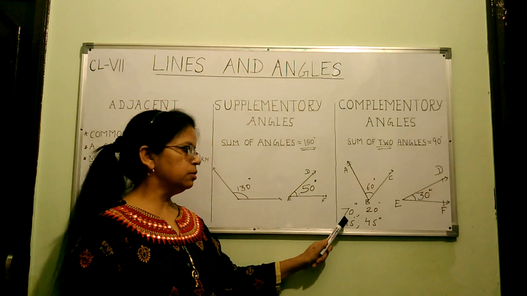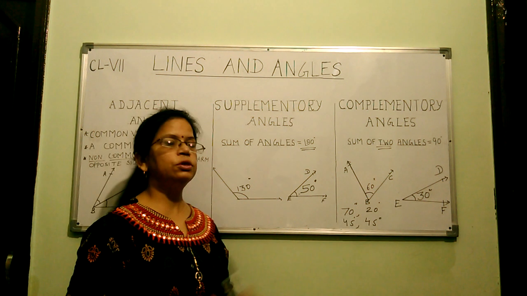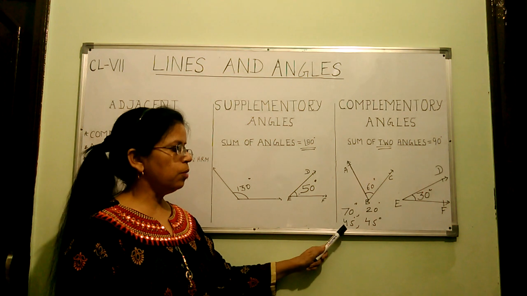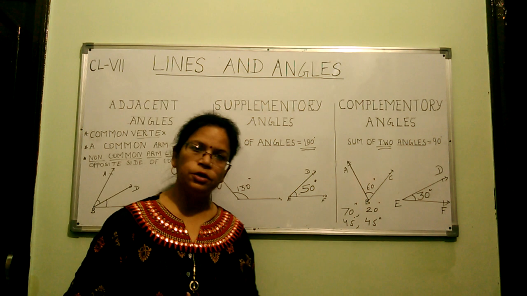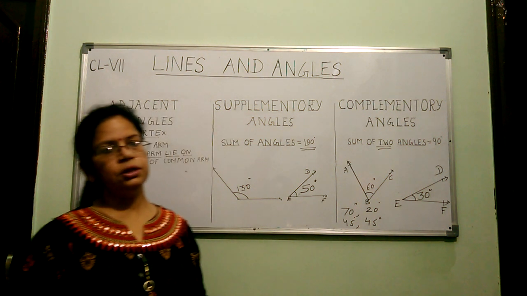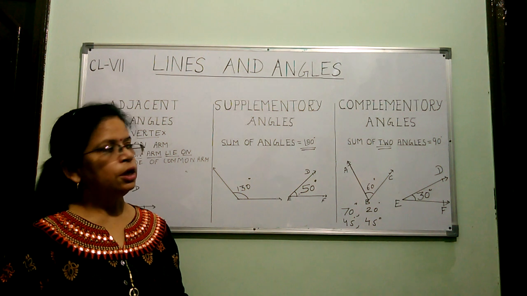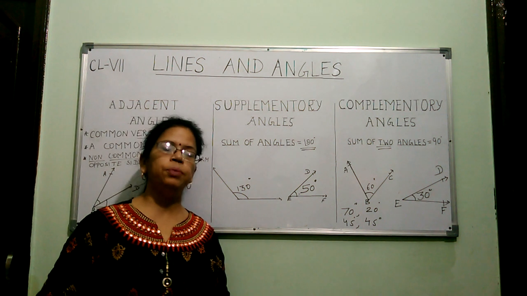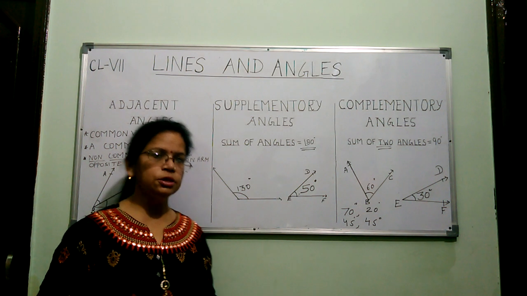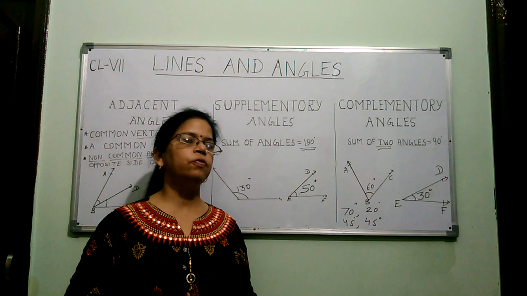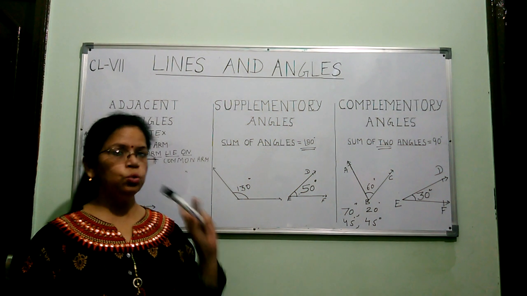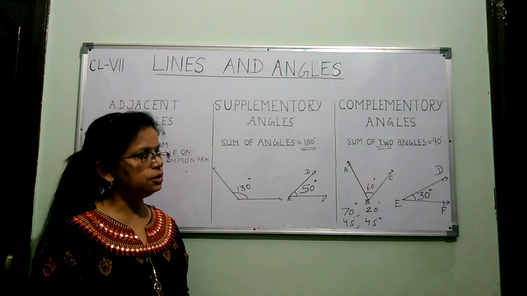Other examples are 70 degree and 20 degree, one pair of complementary angle. Another pair of complementary angle, 45 degree and 45 degree. Similarly, 25 degree and 65 degree. And in this way you can form different pairs of complementary angles. Basic condition: sum of measure of two angles. Keep in your mind, measure of two angles is 90 degree.